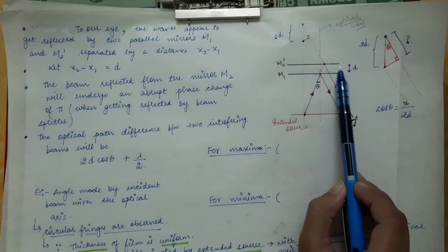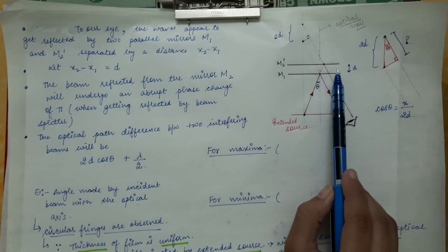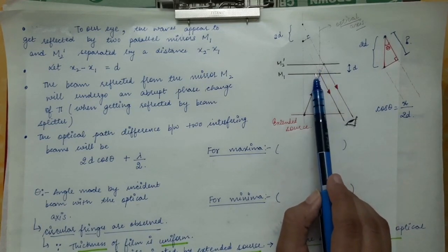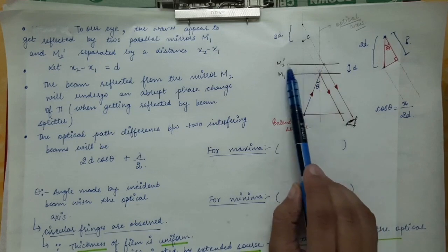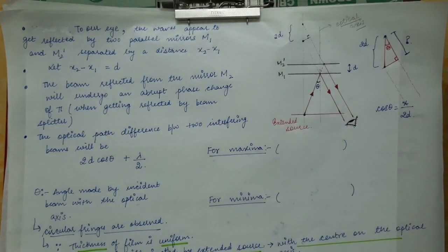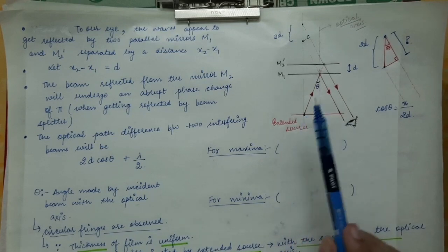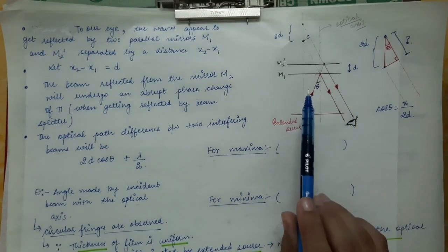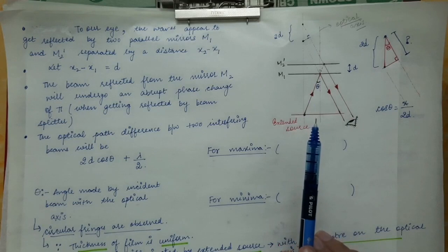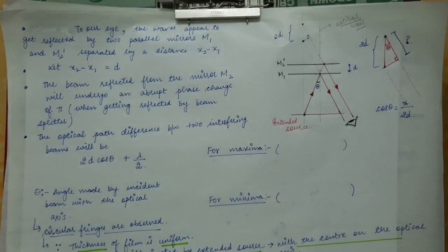Now d is the thickness of the film. So in Michelson's interferometer, the thin film is made between the mirror M1 and the virtual image of mirror M2. So the thickness of the film is the same, and it is illuminated by the extended source. If it is illuminated by the extended source, there will be an infinite number of rays falling at the same angle of incidence.